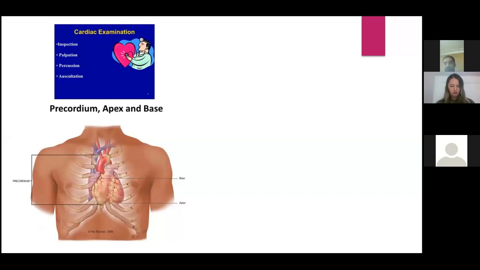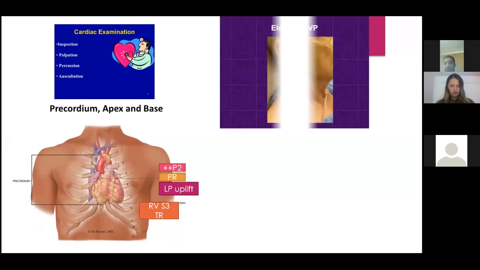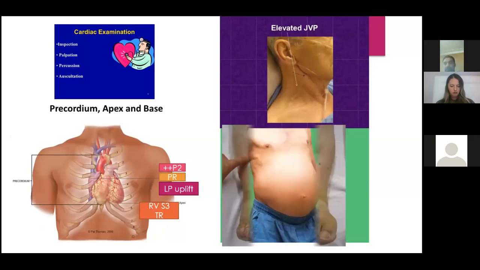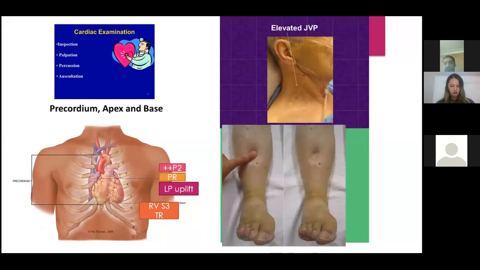If we look at the examination, the patient may have a left parasternal uplift, an accentuated pulmonary component of the second heart sound as in our patient, a third heart sound, and a tricuspid regurgitation murmur or pulmonary regurgitation murmur. And neck veins would be elevated with ascites and lower limb edema. It's a classic symptom of right ventricular failure, but of course, this occurs in the late stage of pulmonary hypertension.